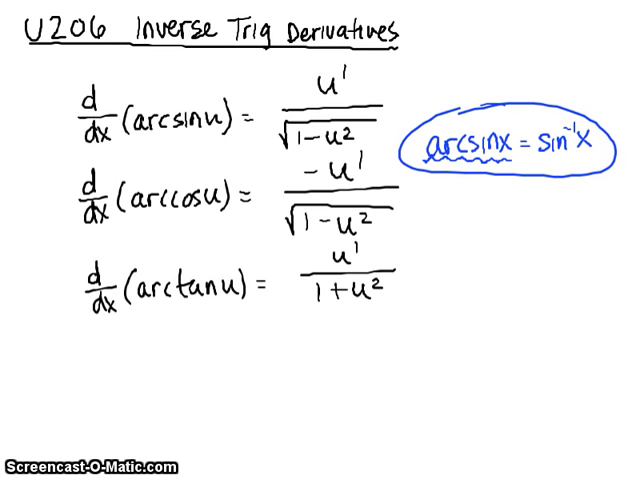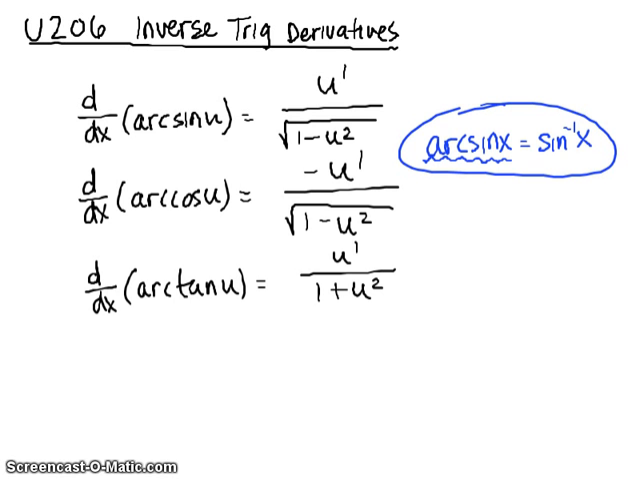So we have our 3 rules here. Arc sine is u prime over the square root of 1 minus u squared. Arc cosine shouldn't be shocking based on what you know about trig rules. It's just the negative version of that, so negative u prime over the square root of 1 minus u squared. And arc tangent is going to be u prime over 1 plus u squared.